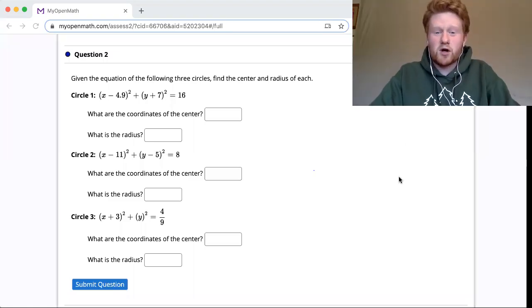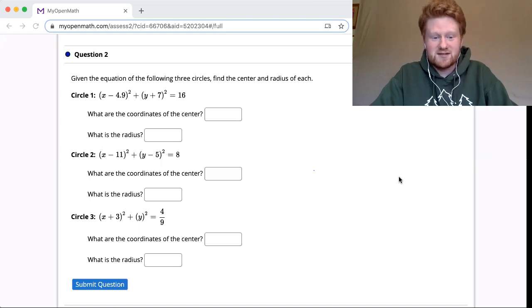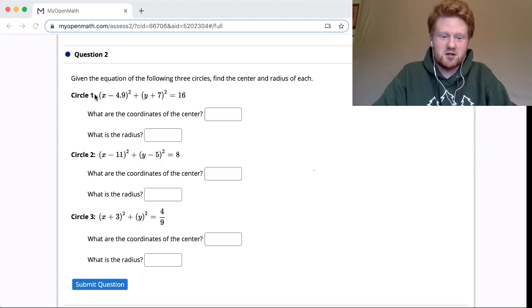For the second problem, we're going to reverse the process we took in the first problem because now we're given the equation of a circle and we have to find the center and the radius of that circle. So let's look at this first circle here. Circle 1, the equation of that circle is (x - 4.9)² + (y + 7)² = 16. So we want the coordinates of the center.